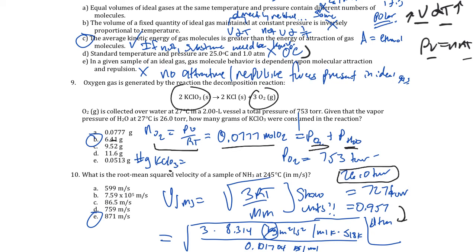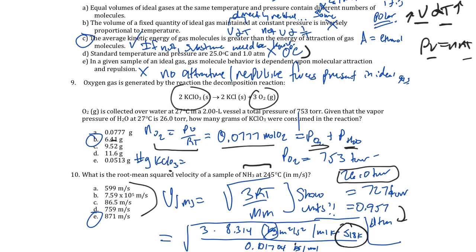And finally, number 10, the root mean square velocity of a sample of ammonia at 245 degrees C. We're just using the square root of 3RT divided by molar mass, but we have a unit problem we've got to pay close attention to. We want to calculate a root mean square velocity in the SI units of meters per second. So we're going to use joules per mole Kelvin. A joule is a kilogram meter squared per second squared: 8.314 kilogram meter squared per second squared per mole Kelvin, multiplied by the temperature converted over to Kelvin.